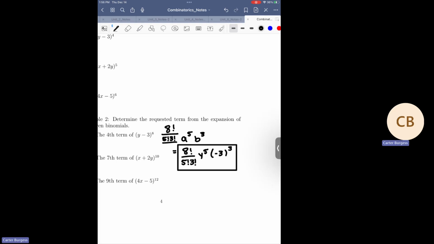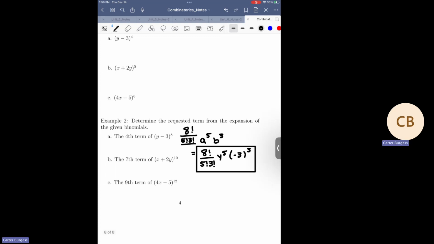All right, questions here for example 2A. So I would start by figuring out the number of B's, which is the easiest to start with. Start at 0, count your way up. And then use that to figure out the number of A's, and then you're setting up the coefficient and plugging in the A's and the B's. All that.